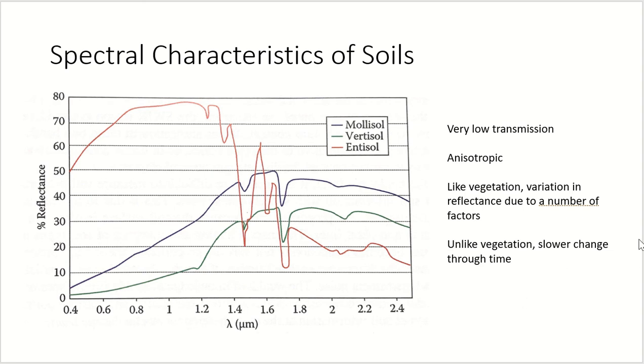And then finally, unlike vegetation, we see slower change through time in these properties, typically. With vegetation, you can see variation within the day, certainly within a growing season. For soils, typically you would not. You certainly could. I mean, there are definitely disruption events. Erosion in certain areas does happen relatively quickly, but those are to some degree the exception.